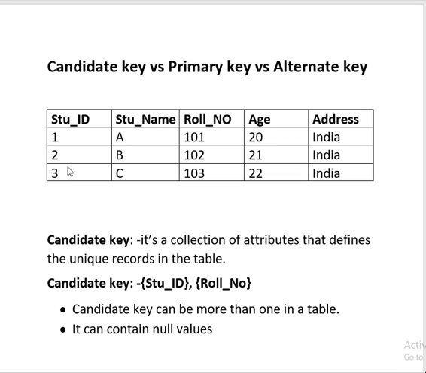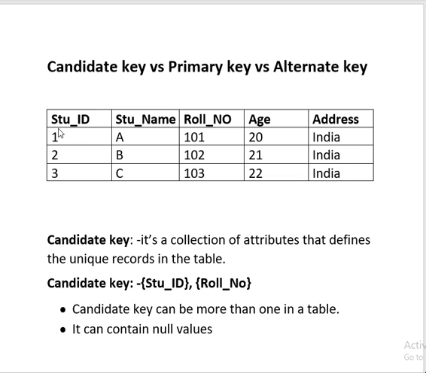So today in this video we are going to study the difference between candidate key, primary key and alternate key. This is the student table, and in the student table we have student ID, student name, roll number, age and addresses. A candidate key is a collection of attributes that define the unique row records in the table.